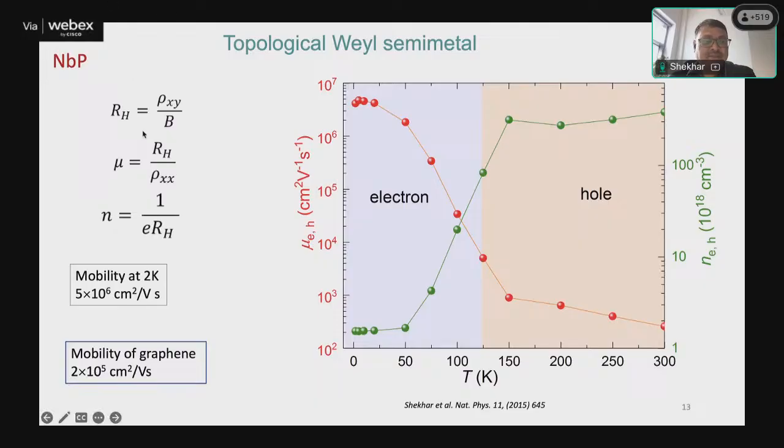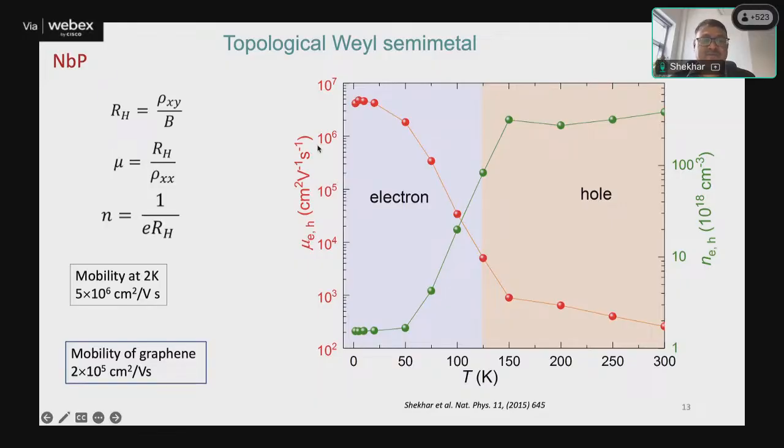Then we calculate the mobility by taking the Hall constant and dividing by the normal resistance. This is the mobility. Then by taking one over the Hall constant and dividing by the elementary charge, we can calculate the charge carrier density of the material. So by Hall measurement, two quantities straightforwardly, mobility and charge carrier density, we can measure by applying a simple single band model, which is the simplest formula, and we can calculate from the previous graph.